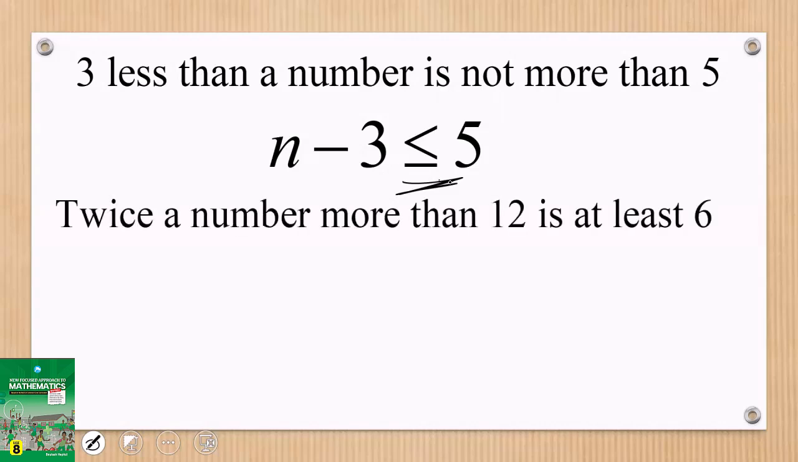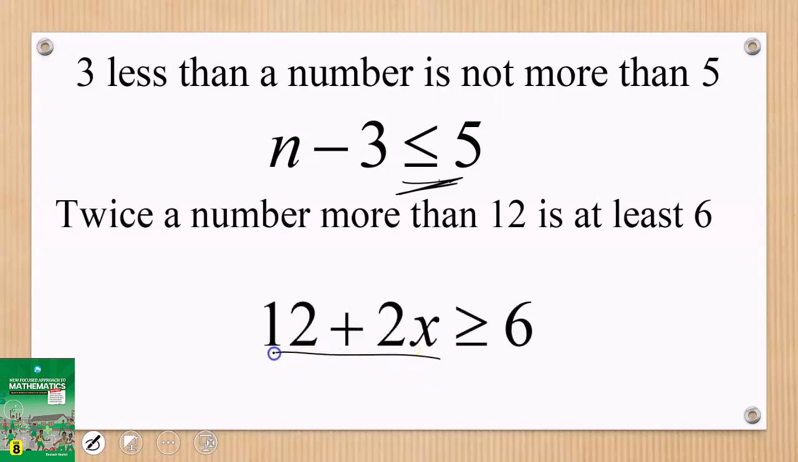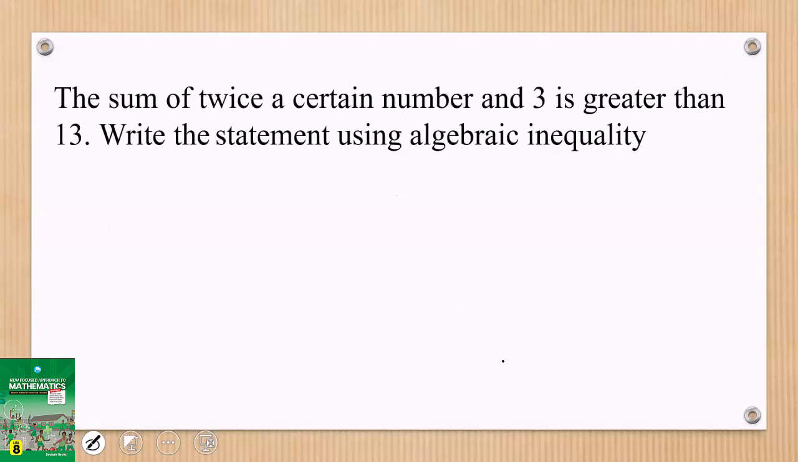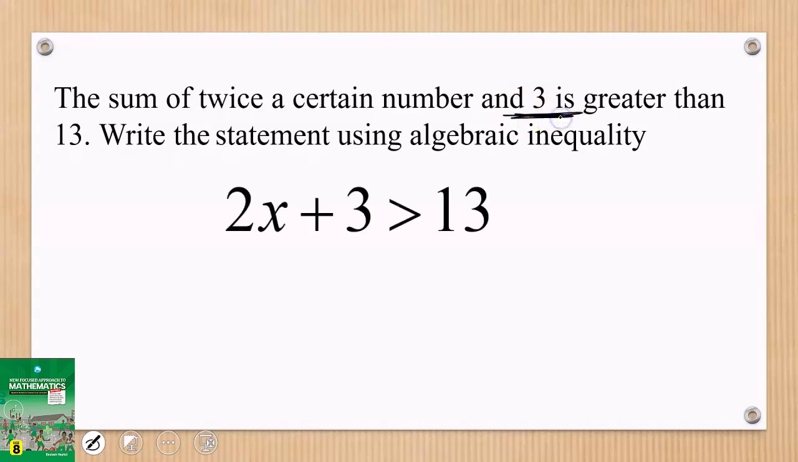Twice a number more than 12 is at least 6. So twice a number more than 12 is at least 6 means that it should be greater or equal to 6. Okay, what about this one? The sum of twice a certain number and 3 is greater than 13, and so we write it this way.